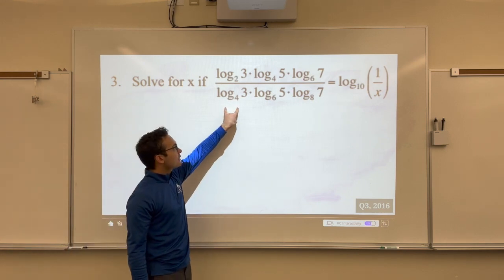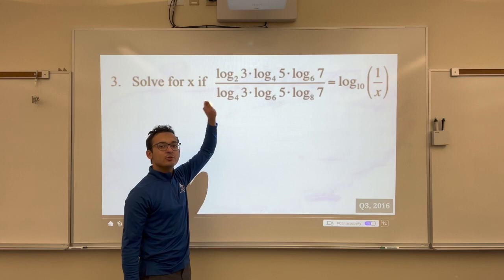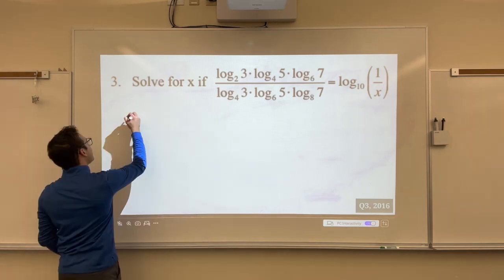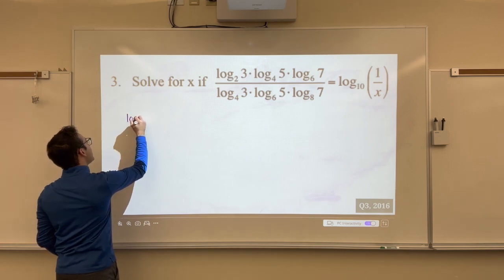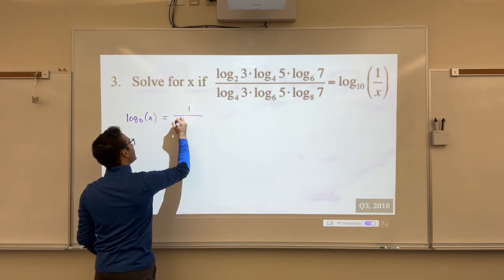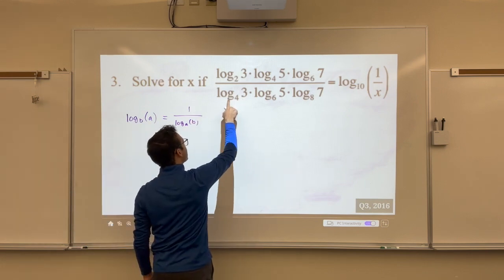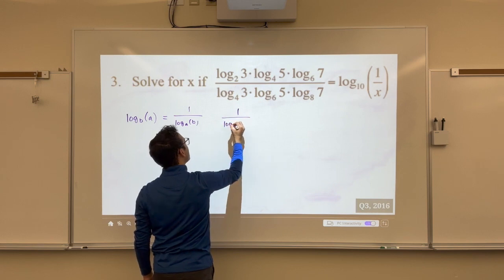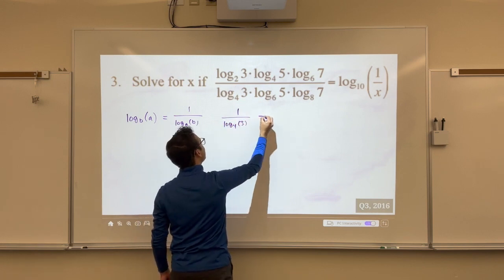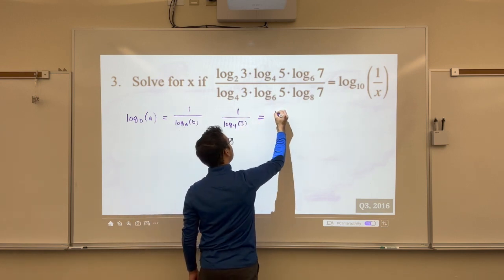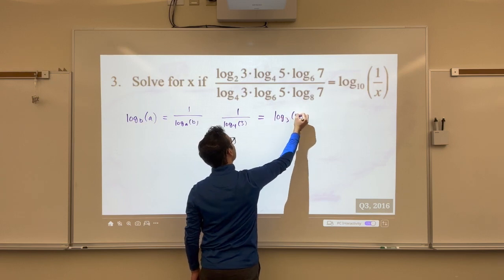So I want to get these terms from the denominator into the numerator. To do that, I'm going to remember the reciprocal rule. The reciprocal rule states that if we have the log base b of a, that will be equal to 1 over the log base a of b. So when we have this log base 4 of 3 in the denominator, so we have 1 over log base 4 of 3, that will be equivalent to swapping the base and the input. So it will be equal to log base 3 of 4.